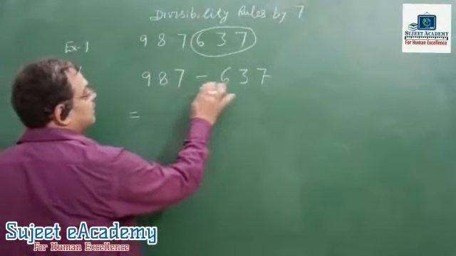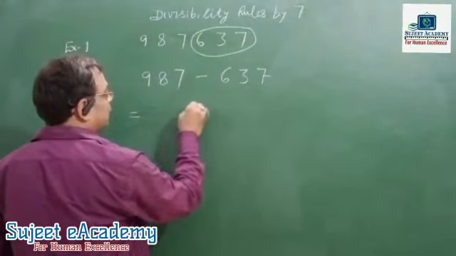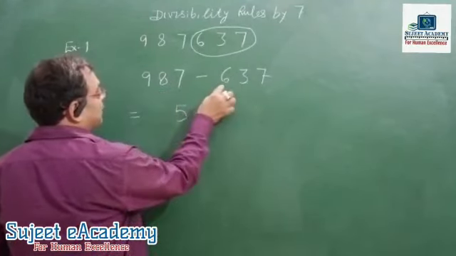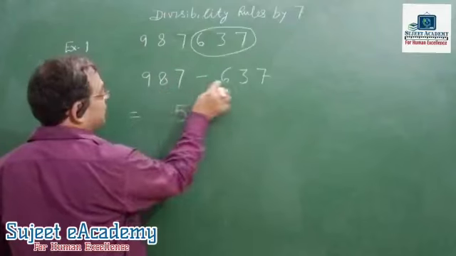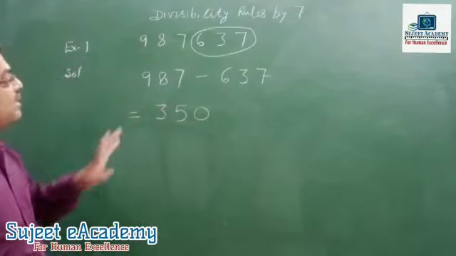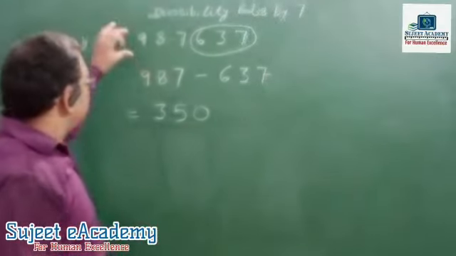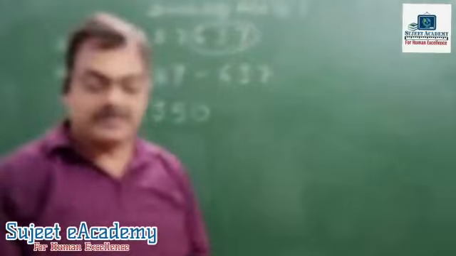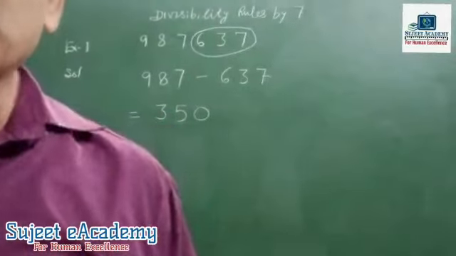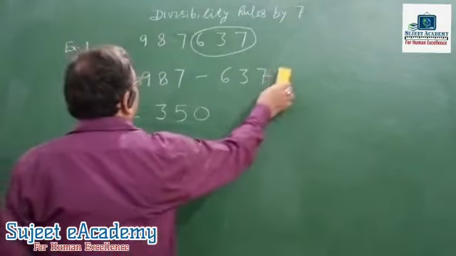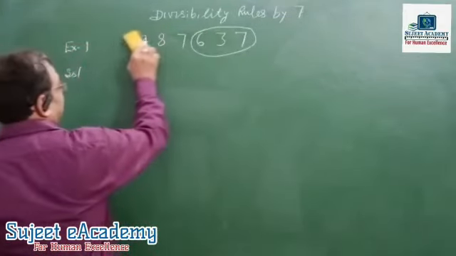Let us see. 7 minus 7 is 0. 8 minus 3 is 5. And 9 minus 6 is 3. So see that this number is divisible by 7. Then this original number is also divisible by 7. So many more examples are here with different methods.